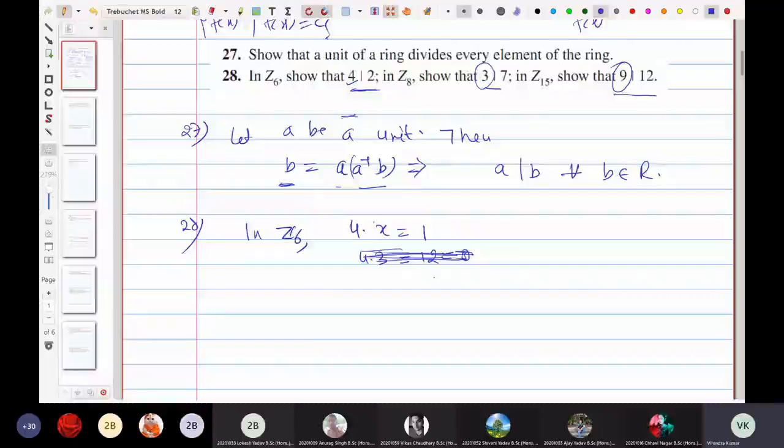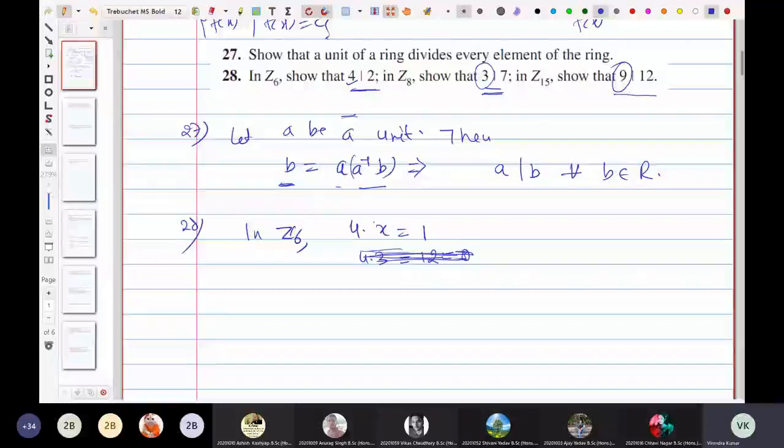Okay, you can see here in Z8. What about 3? Sir, 3 gives 0, and after that 0 to 5, there is no element that gives 1. Yeah, because we want to show that a unit of a ring divides every element of the ring.